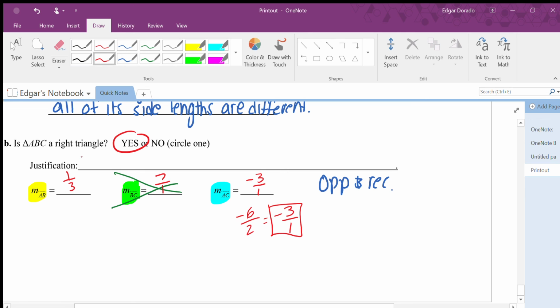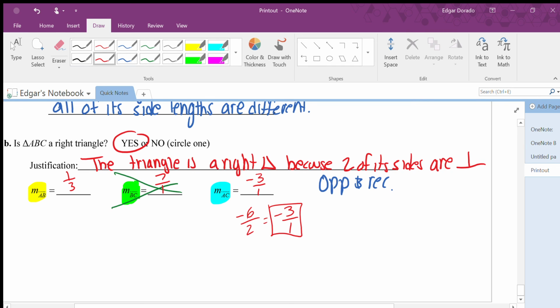And then the reason why is the triangle is a right triangle because two of its sides are perpendicular. All right. That's it, guys.